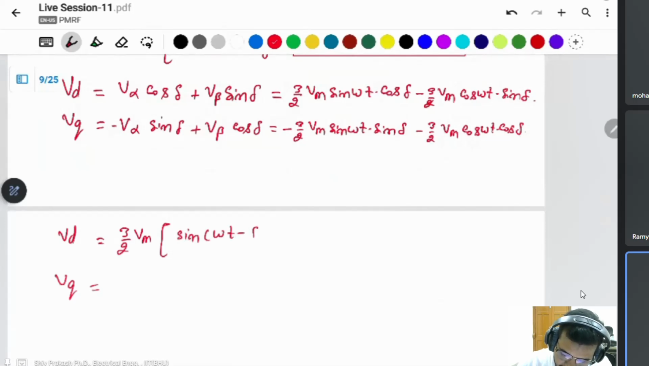Omega t minus del. Same thing for Vq: minus of 3 by 2 common, then sin A sin B plus, if you take a minus outside, cos A cos B. It means cos(A minus B).